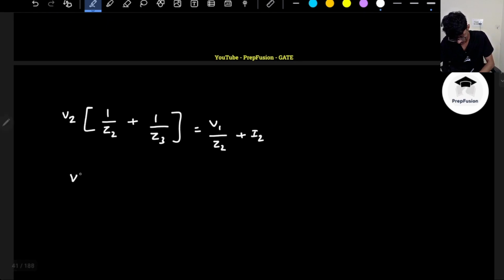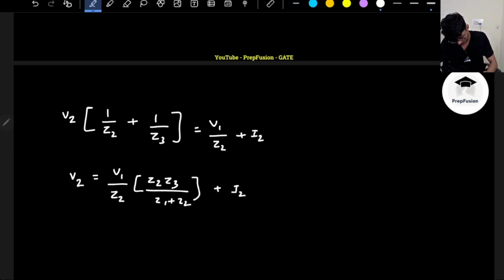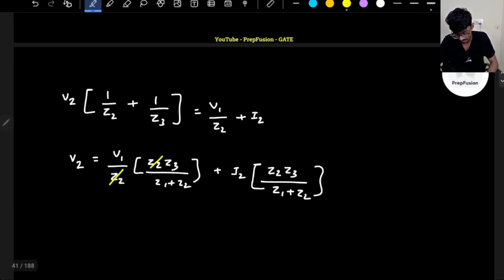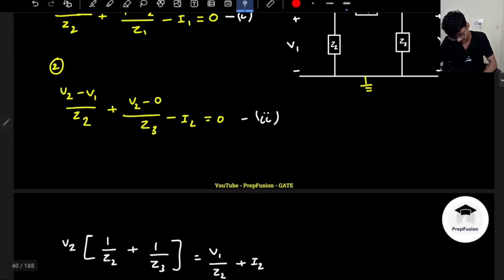So this will be V2 equals to V1 divided by Z2 into Z2 Z3 divided by Z1 plus Z2. Same here as well, right? I2 Z2 Z2 will get cancelled. It will be Z2 Z3 divided by Z1 plus Z2. So Z2 Z2 will get cancelled. So only Z3 by Z1 plus Z2 will be there. So this V2, right? This V2 I can replace here.